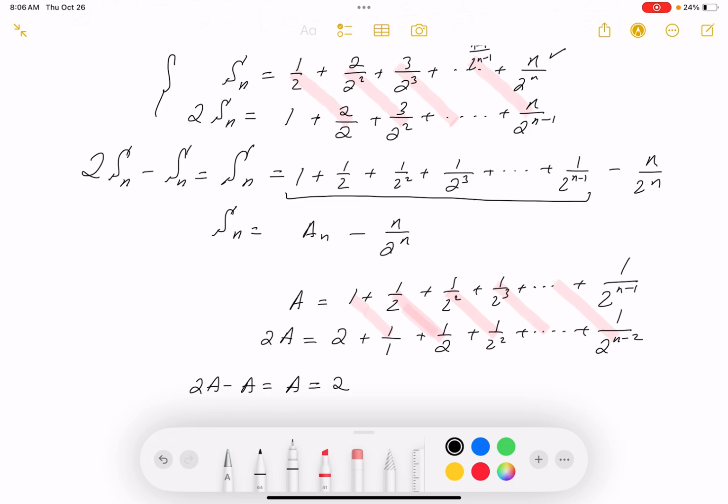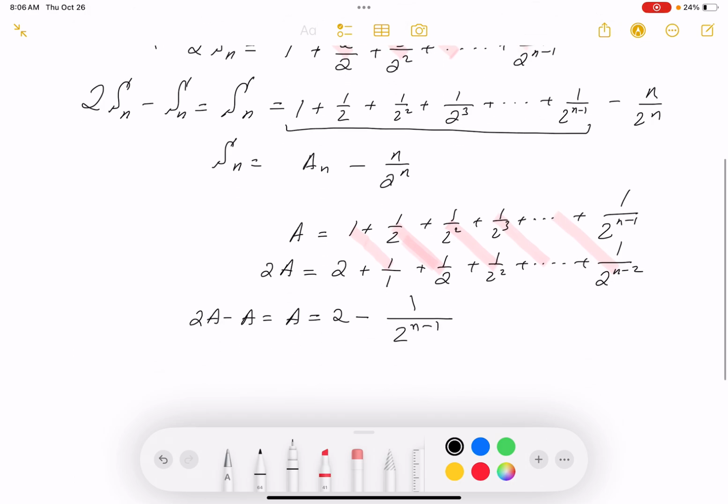And what would you get? Well, you get 2, and then you get an awful lot of cancellations, by the way. I hope you realize you get a tremendous number of cancellations, which is good. So you get 2, that's not so bad, minus 1 over 2 to the n minus 1. That's not so bad. So let's write this down. Sn now. I just figured out A, by the way. What's it going to be? 2 minus 1 over 2 to the n minus 1.